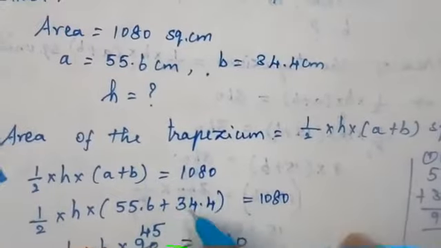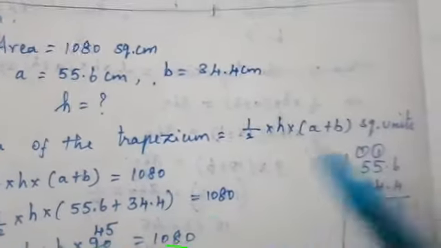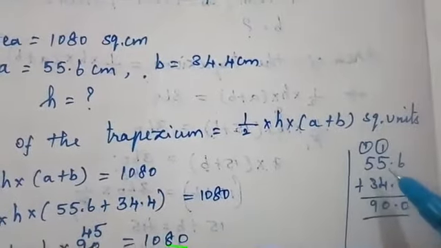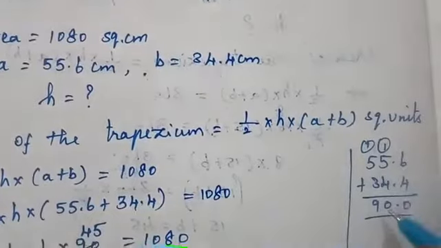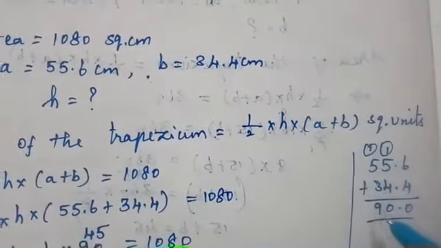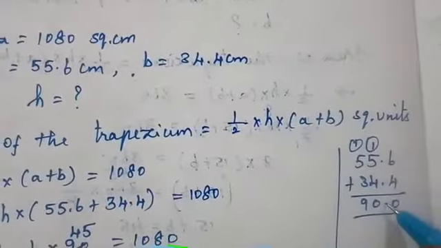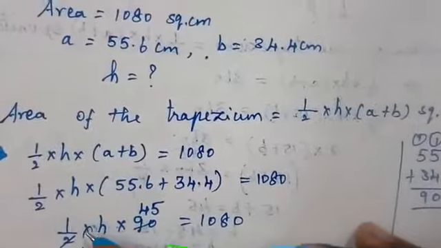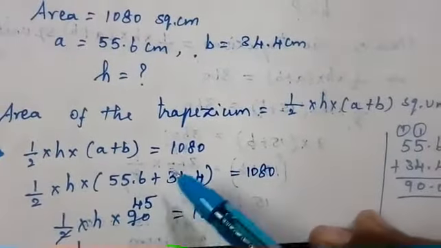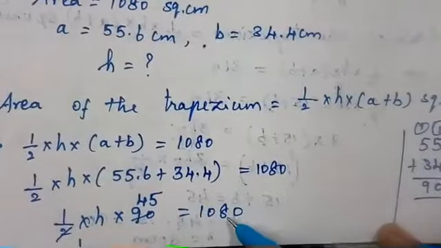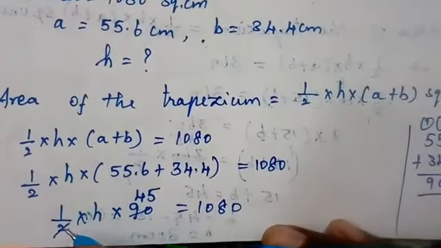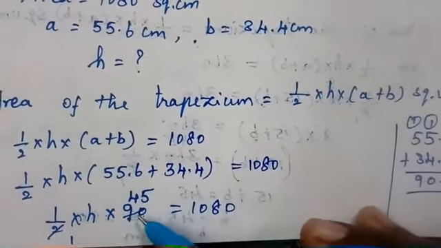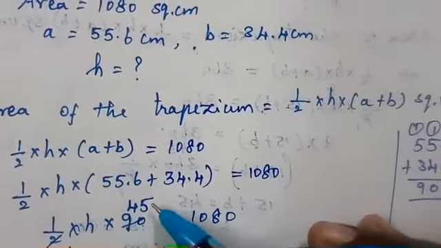First you have to simplify the group value, that is the bracket value. For addition you make normal decimal addition: 6 plus 4 is 10, balance 1, 5 plus 4 is 9, 9 plus 1 is 10, balance 1, 5 plus 3 is 8, 8 plus 1 is 9, with one decimal place. So 90.0, that is equal to 90. Now write half into H into 90, equal to 1080. Here on the left hand side cancelling is possible. You cancel: 1 2 is 2, 4 2s are 8, balance 1, so next number is 10, 5 2s are 10.